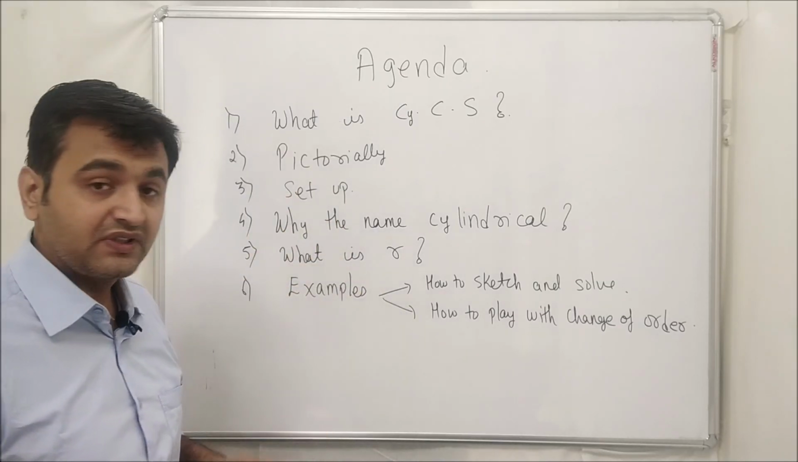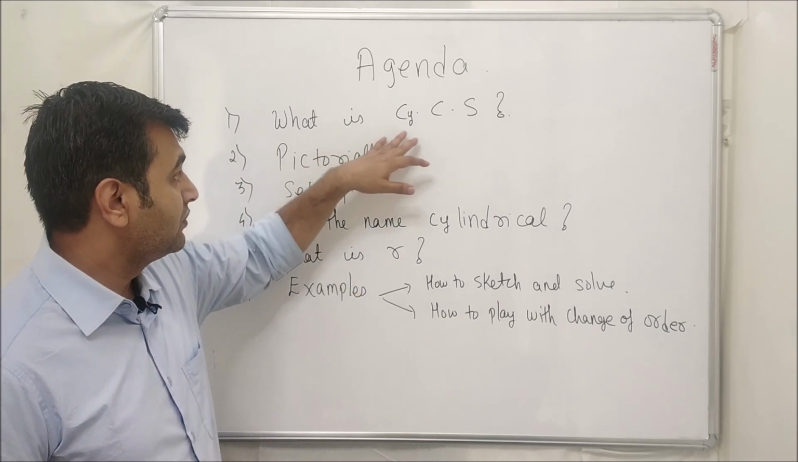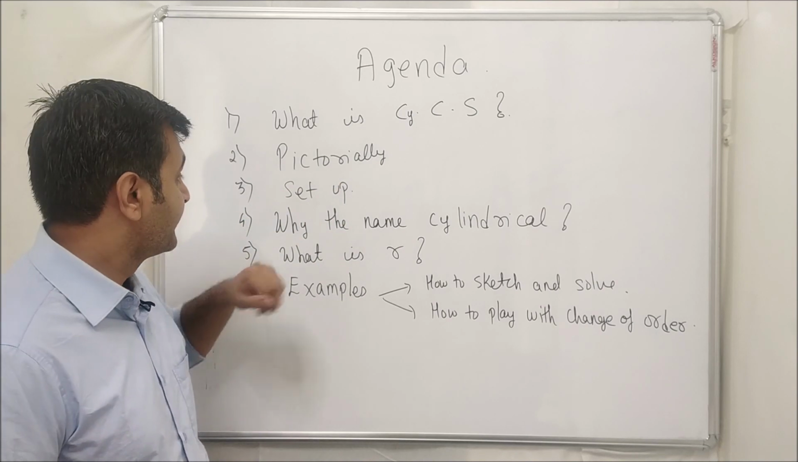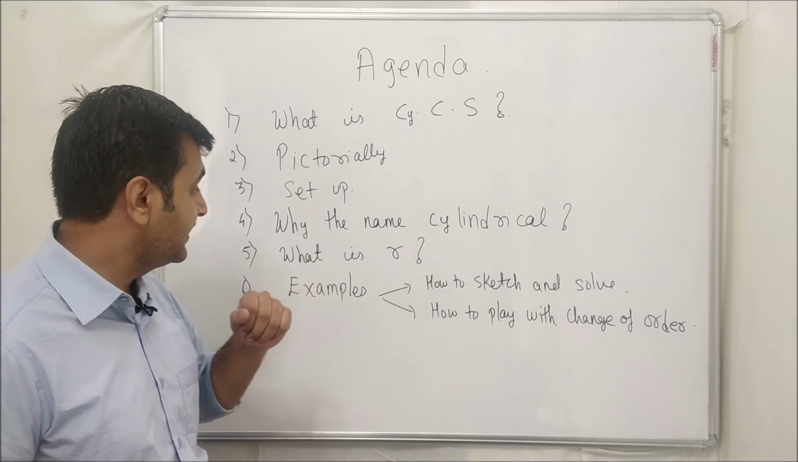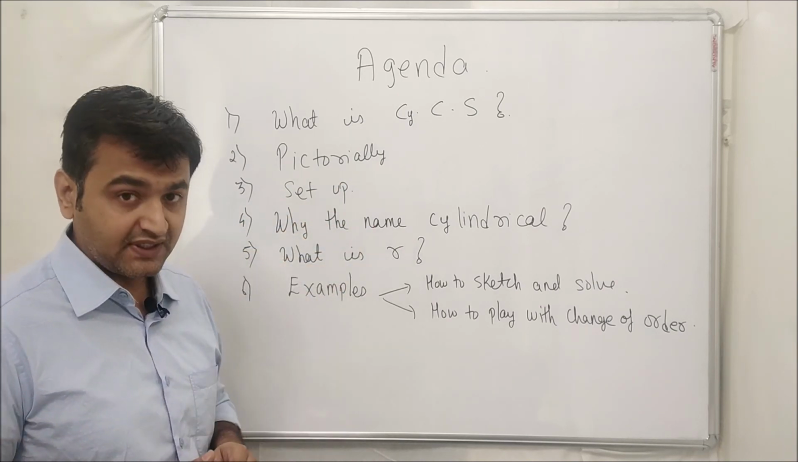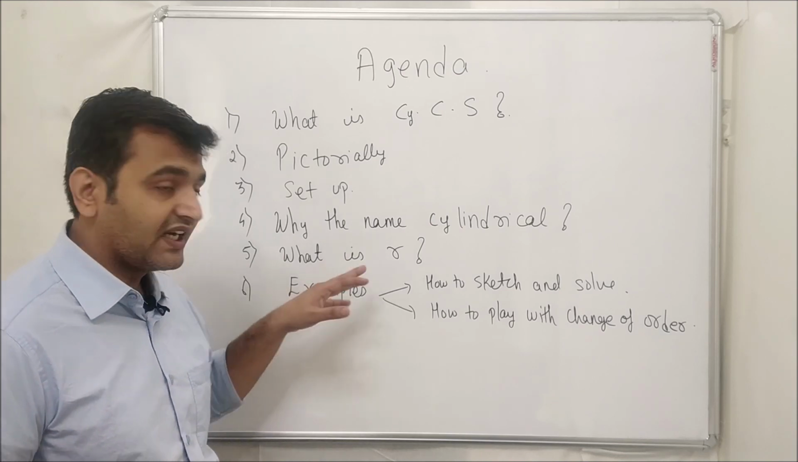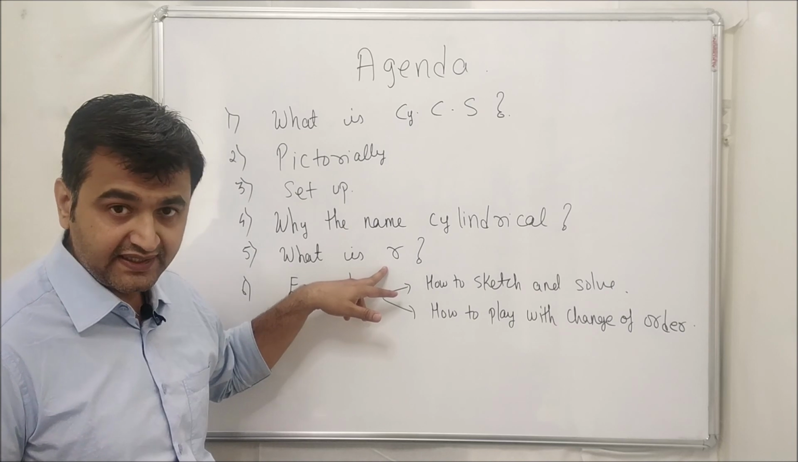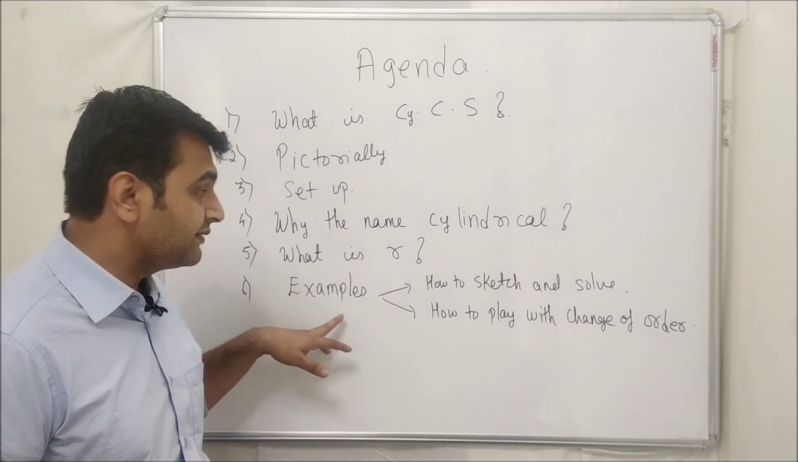So the agenda for today's session is we will talk about the cylindrical coordinate system, then we will see it pictorially, then we will see the setup, how it looks, then we will see why the name cylindrical, then we will see what r is. Usually people have a misconception about r, so I will make sure that gets clarified today.